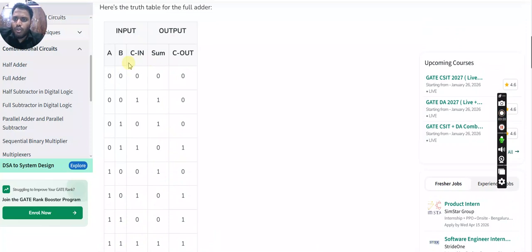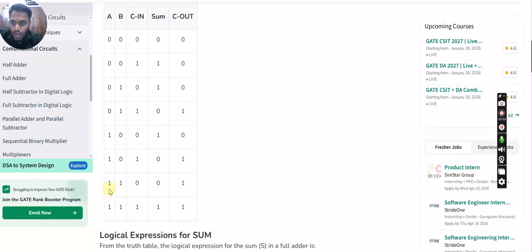For carry, you have to check the majority. If the majority of these three inputs is 1, then the output will be 1, otherwise it will be 0. In these first two cases zeros are the majority, so 0 is the output. Here again 0 is the majority, so 0 is the output. Here we have 2 ones, so 1 as the output. Here again 0 is the majority, so 0. Here 1 is the majority, so 1 as the output. Here 1 is the majority, we have 2 ones, so the output is 1. Here all are 1, so 1 is the output.